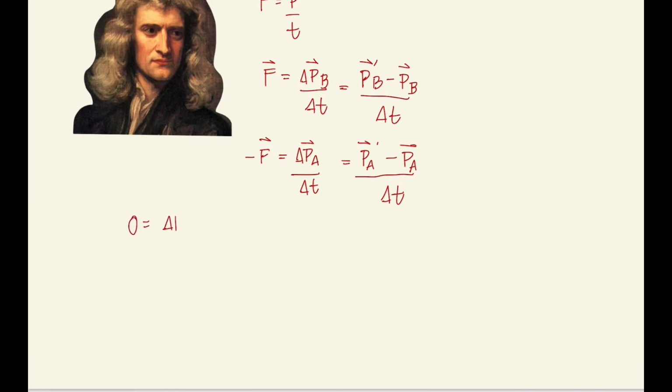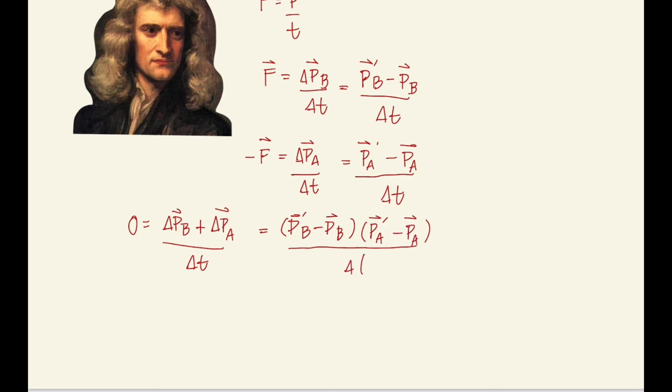Then, since there is no external force, 0 is equal to the change in momentum B plus the change in momentum A over total time. So it's going to be PB prime minus PB initial plus PA prime minus PA initial over total time. This gives PB prime minus PB initial plus PA prime minus PA initial equals 0, which shows that PA prime plus PB prime equals PA plus PB, so the conservation of momentum is shown.